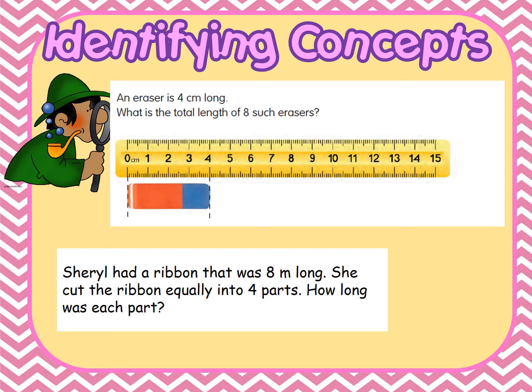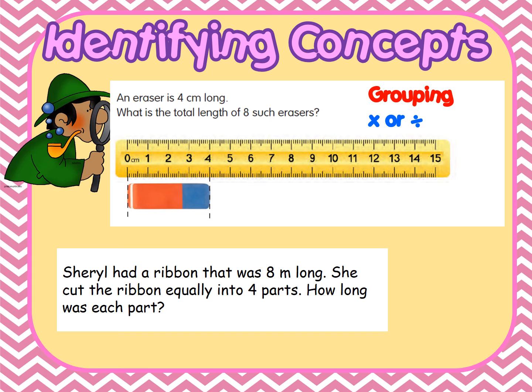Okay, let's take a look at another question. An eraser is 4 cm long. What is the total length of 8 such erasers? So over here we have 8 same erasers, and we are going to look for the total length. What kind of concept is that? Right, it's a grouping concept. We have 8 groups and we are going to find the total length. So this is actually a grouping concept. And for this, we have to show our GOT to determine whether we are using multiplication or division, right?